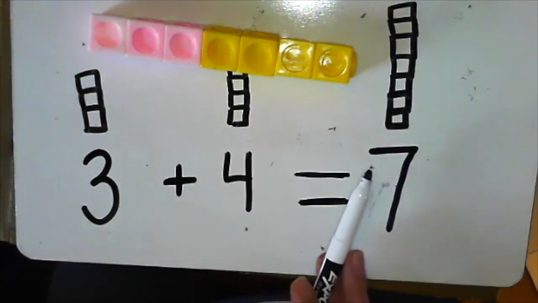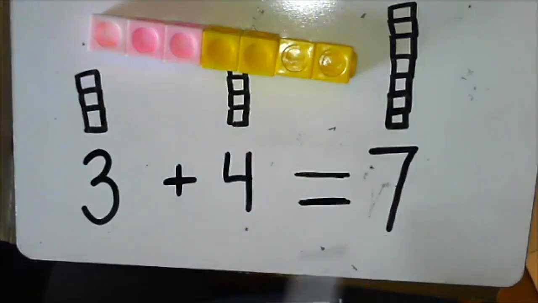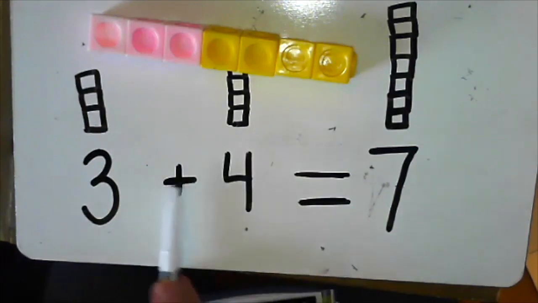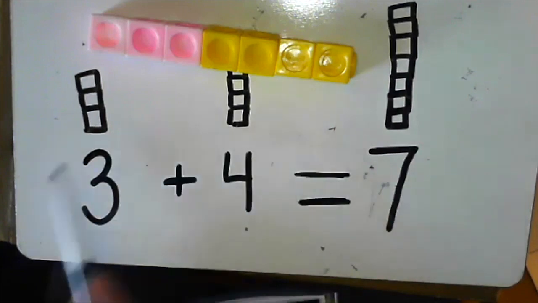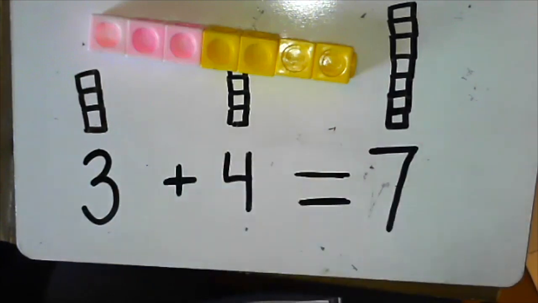Miss Minion's lunches and Mr. Frigeau's lunches together. What does the plus sign mean? Yeah, that means joining or adding together. What does the equal sign mean? That's right. The equal sign means that it's the same on both sides. 3 and 4 is the same amount as 7.